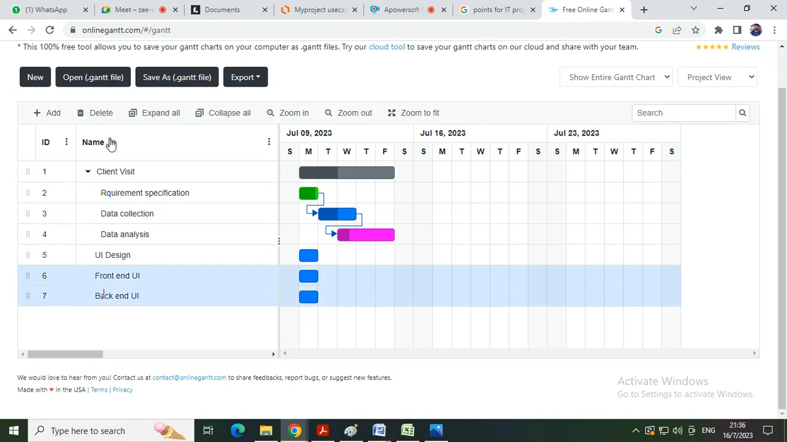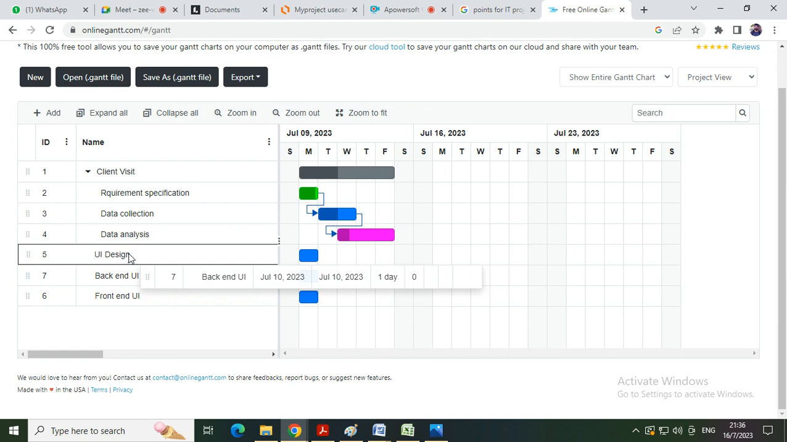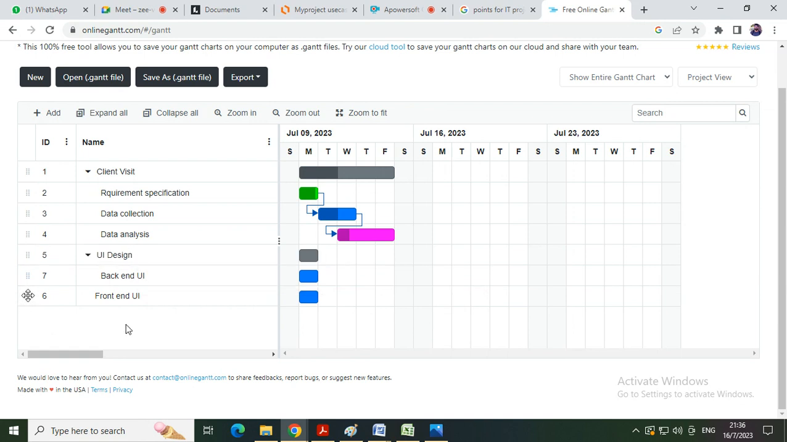You can send these two. Where is the child node here? Yeah, yeah, this way. Got it?